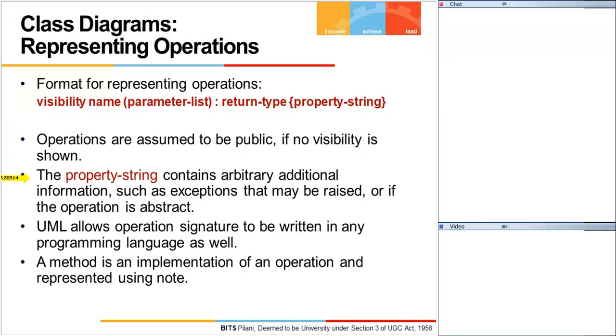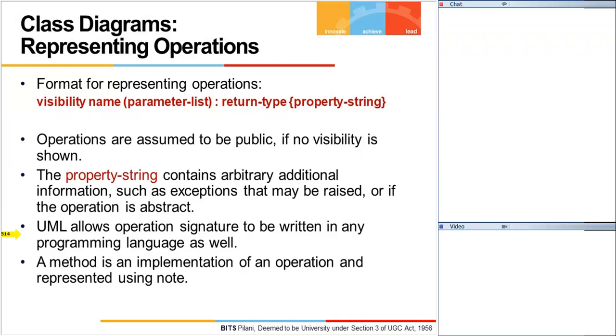The property string is used to represent the type of exceptions, and could be used to specify whether it's an abstract operation or not, right? One additional thing that UML provides is that the signatures that you write for operations in the UML diagram could as well follow the syntax of a particular programming language, right?